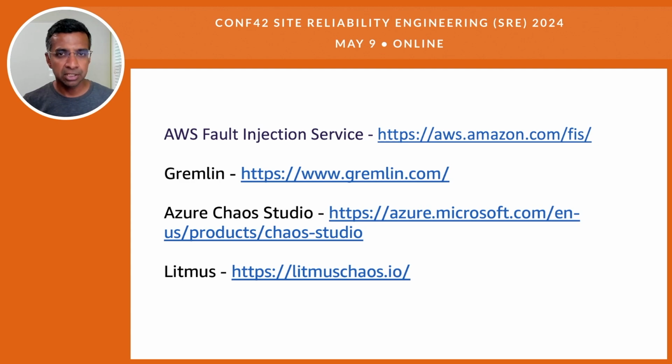Similarly, if you're on Azure, there is Azure Chaos Studio, which you can explore. There is also a commercial offering called Gremlin, which is very popular and again allows you to build hypotheses and run experiments. The last one in the list here, Litmus, is an open source option. So if you are leaning towards exploring open source tools to automate your experiments, that's a tool to consider.